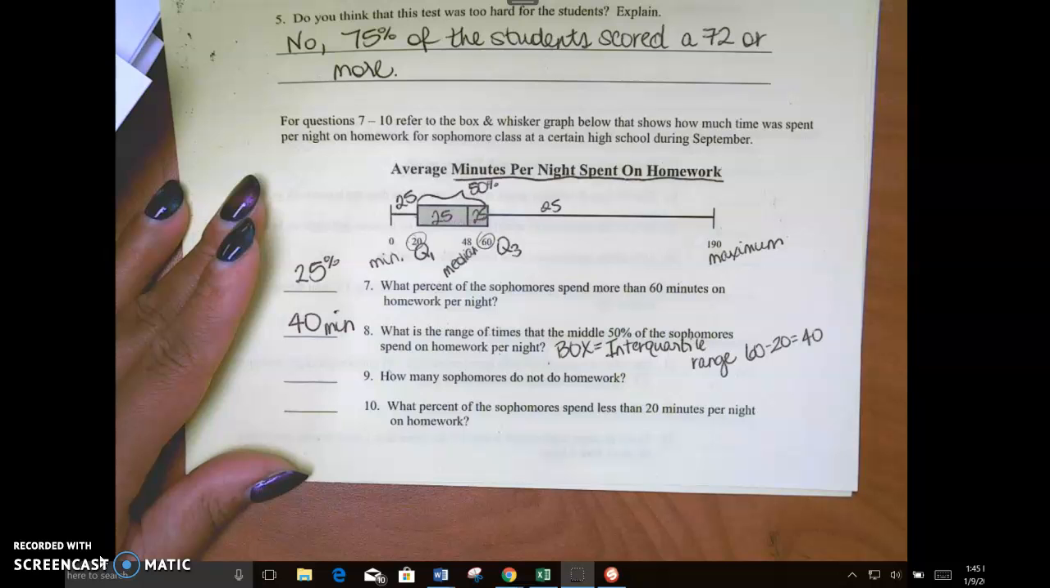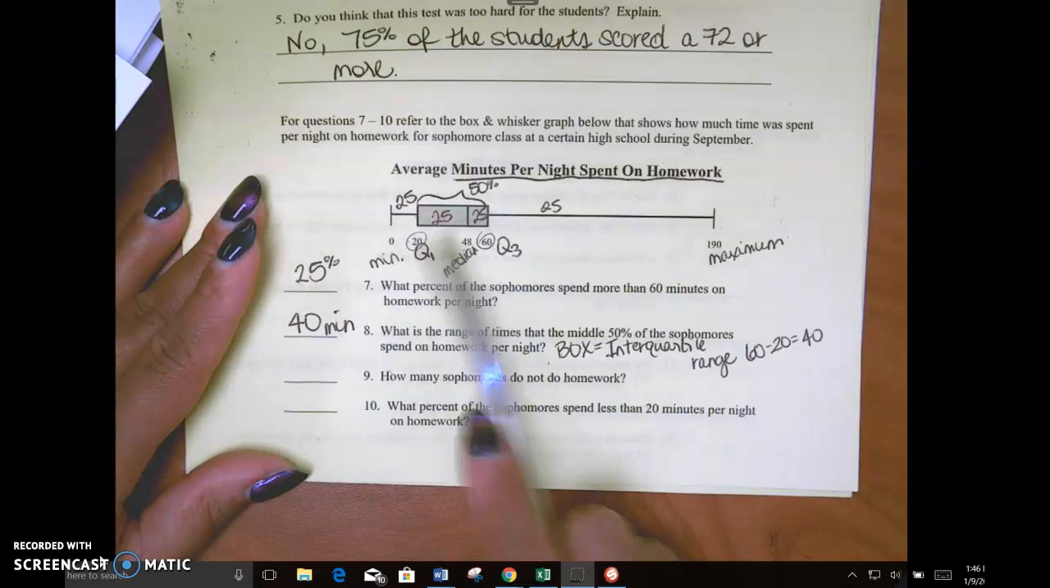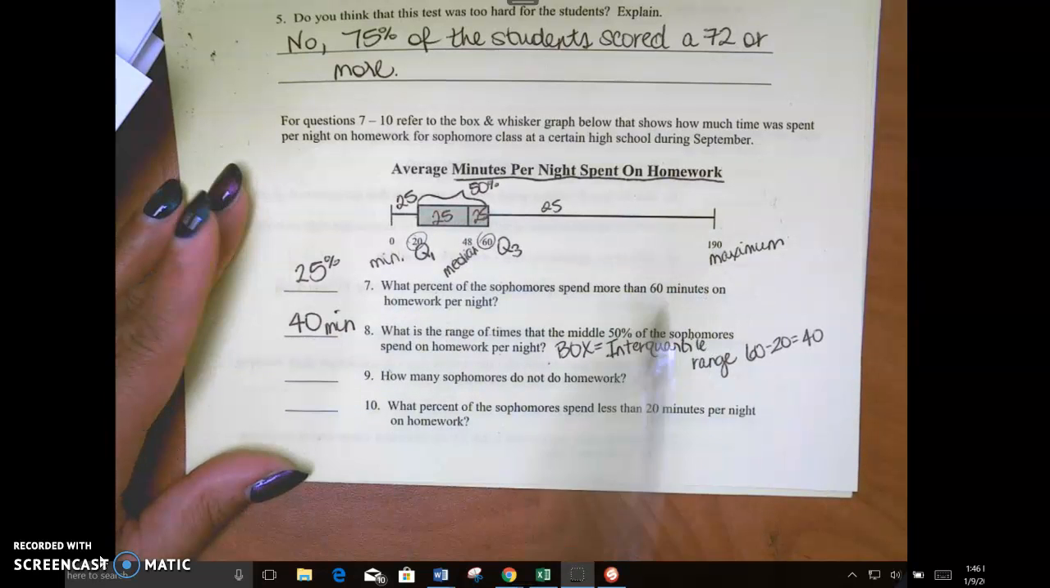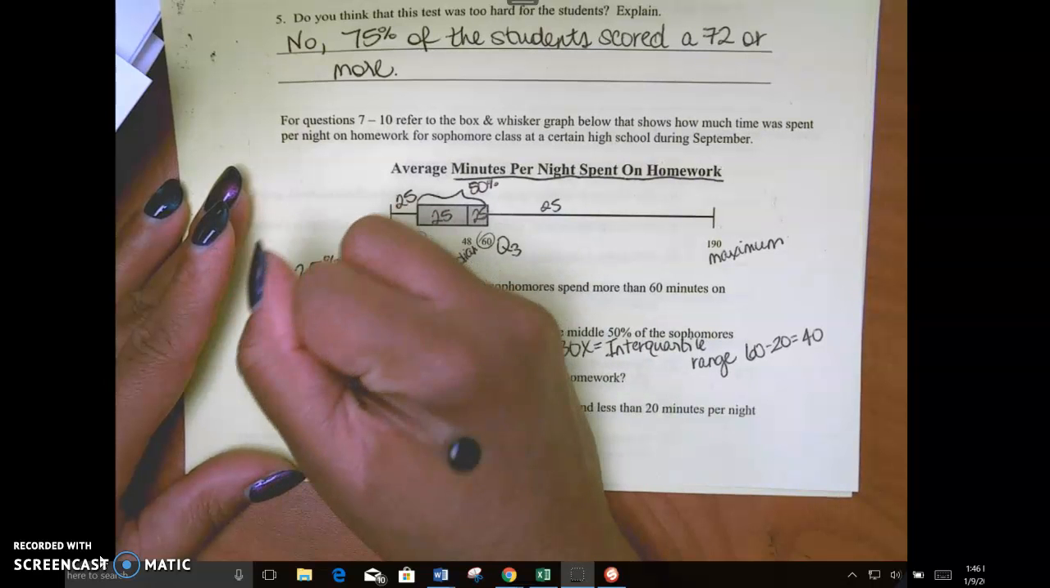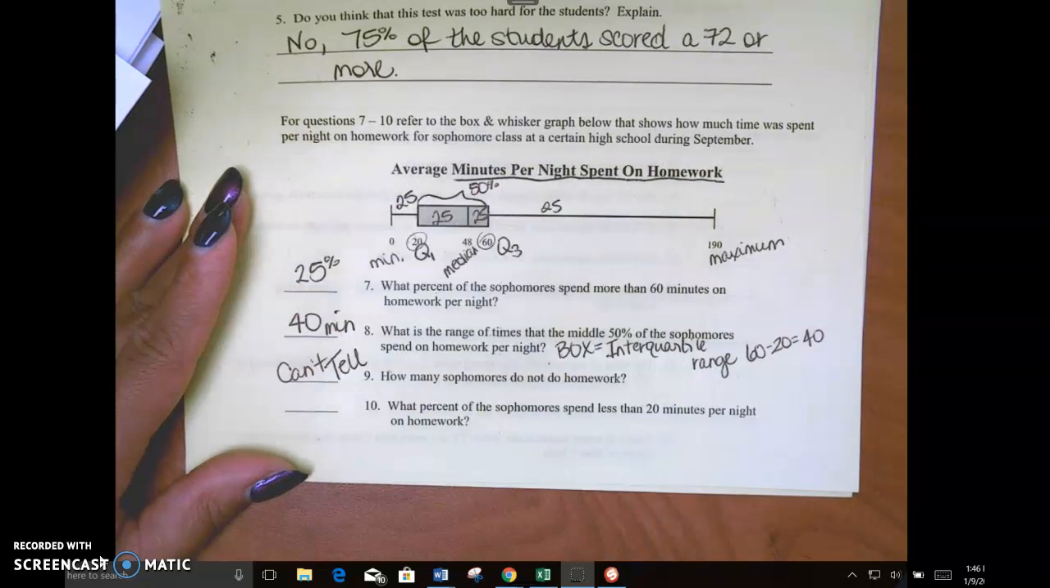How many sophomores do not do homework? 25? That's the percent. Nope. Can I determine how many sophomores do or do not do homework? No. I know that somebody said 0 minutes and I know that somebody said 190, but I don't have a list. So this is can't tell, or can't be determined.